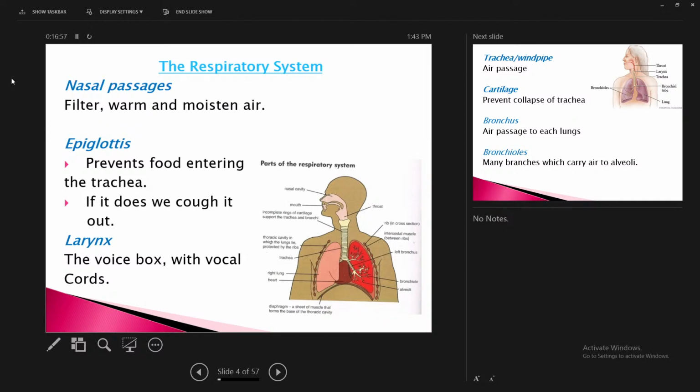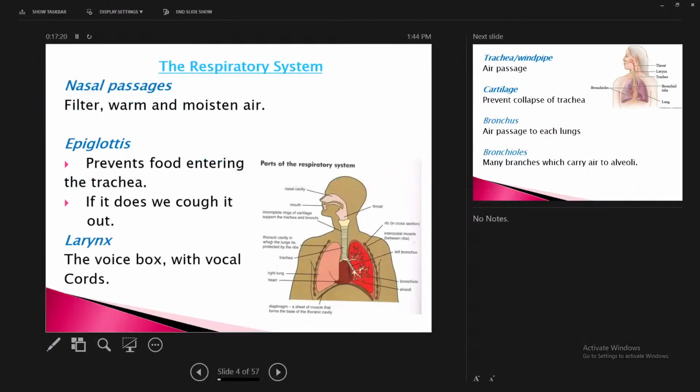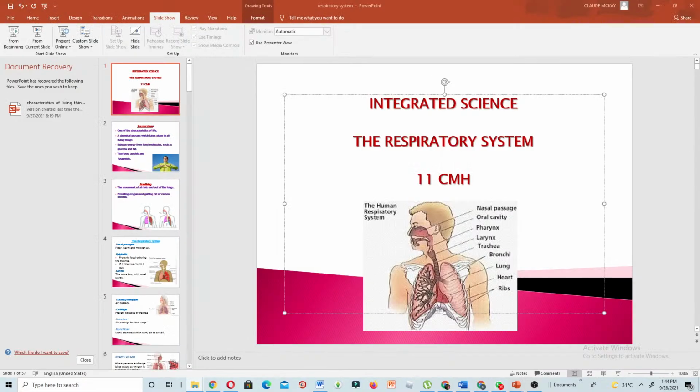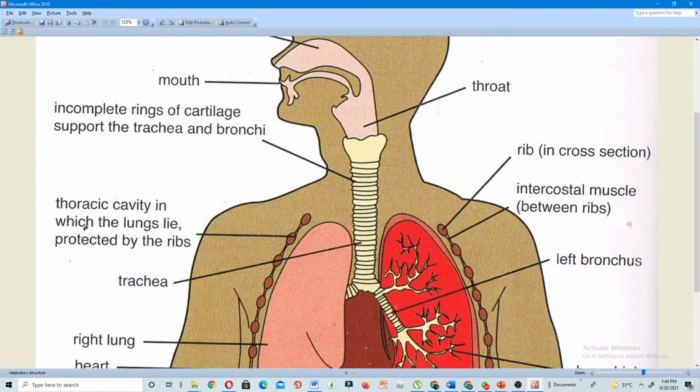The next component is known as the epiglottis, and this one has a very important function: it prevents food from entering the trachea. The section of the respiratory tract known as the trachea is basically covered by the epiglottis. Now, whenever you're eating, let me bring up this image so you can see it. I'm going to share the screen.